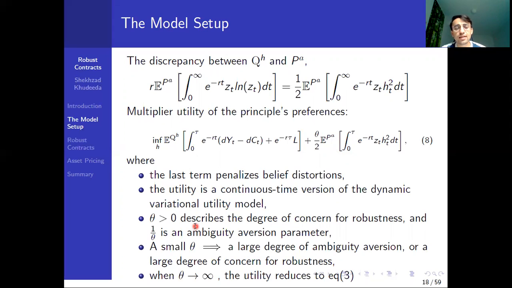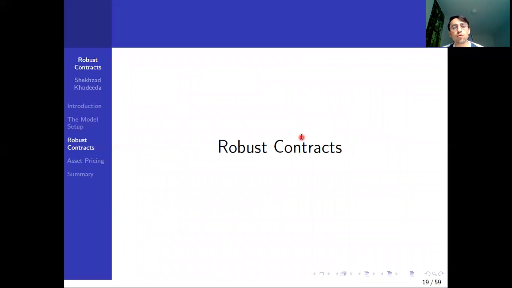And theta is a parameter we also don't know yet. It's actually a non-negative parameter that describes the degree of concern for robustness, or the ambiguity aversion parameter. Where theta is small implies a larger degree of ambiguity aversion. And when theta goes to infinity, this equation reduces to our last equation, which means this term goes to 0, and we also get this term. Now we reach our robust contracts.